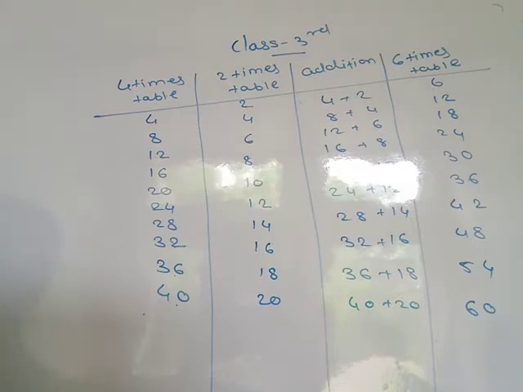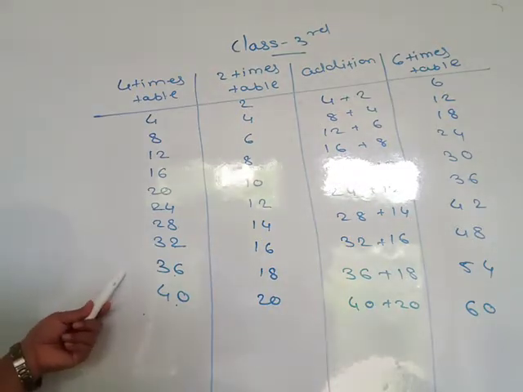Here again one is given. We can make a new table using 2 tables that we already know. So we can make the 7 times table with the help of the 4 times and 3 times tables.